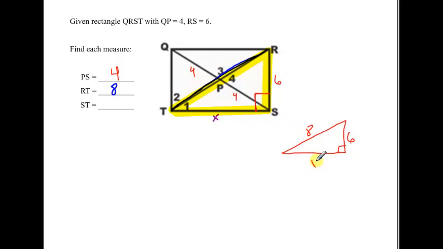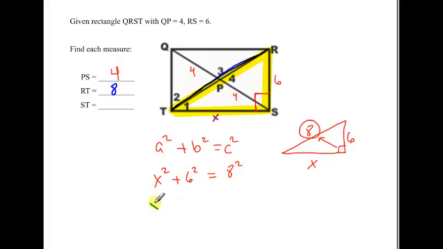So our question is going to go back to the Pythagorean Theorem, which is the A squared plus B squared equals C squared equation. Now, hypotenuse is across from the right angle, that goes in as my C value. So with 8 in the C spot, we'll put x squared and 6 squared in the other 2 locations. And let's solve it.